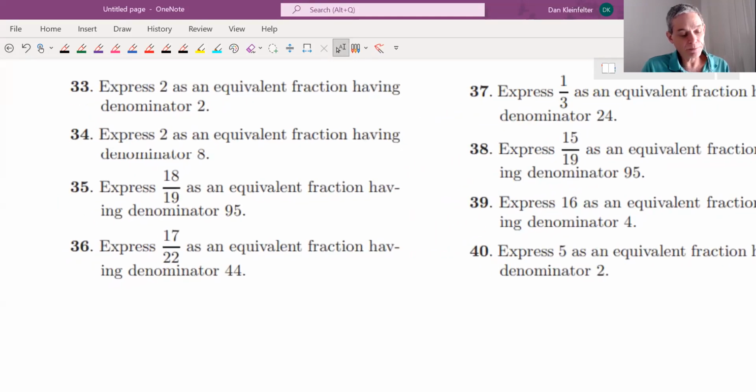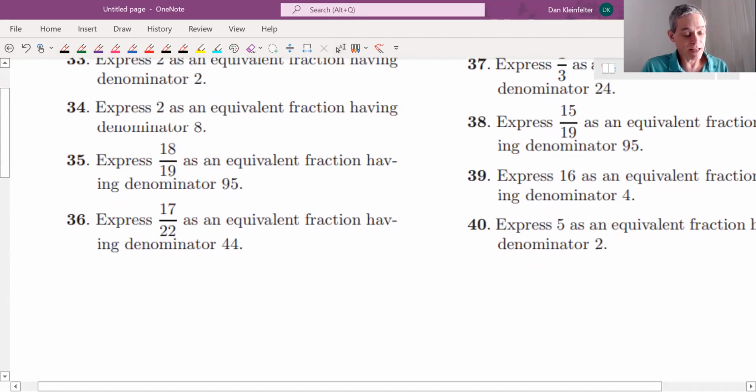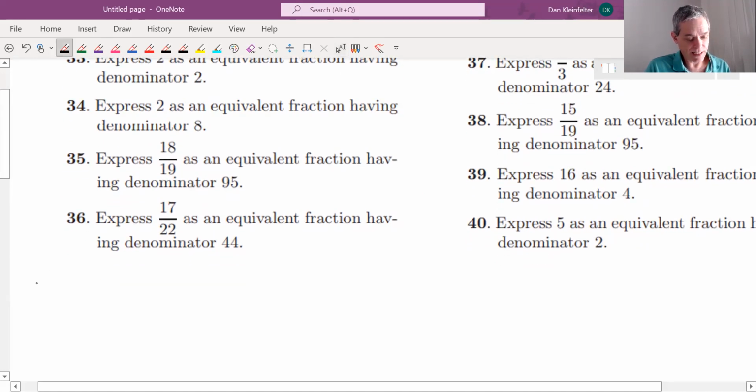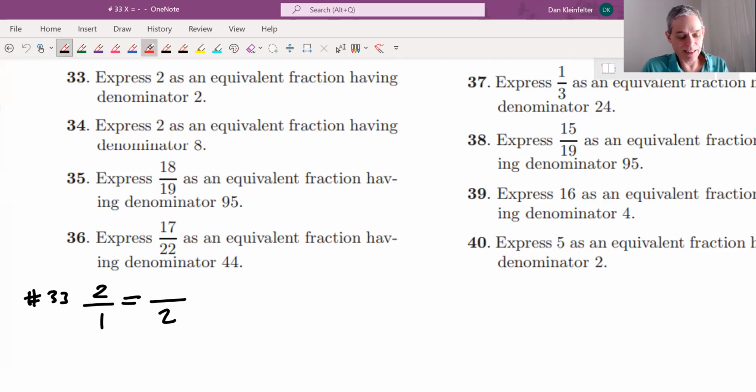All right, so here, first of all, we want to express 2, just that whole number 2, as an equivalent fraction having a denominator of 2. So I'm going to put these down here. That's number 33. Okay, so 2 is the same as 2/1, and we want it to have a denominator of 2. And I know you're not just going to write a 1 on the top here, right? We're not just going to flip the fraction over. It doesn't work like that.